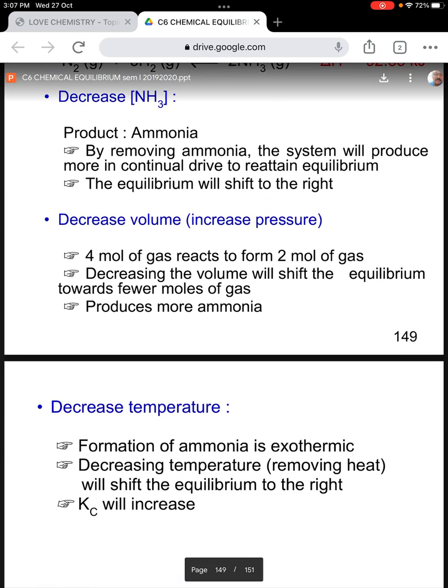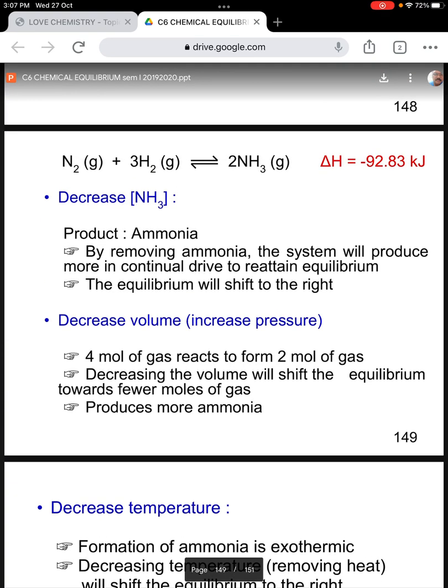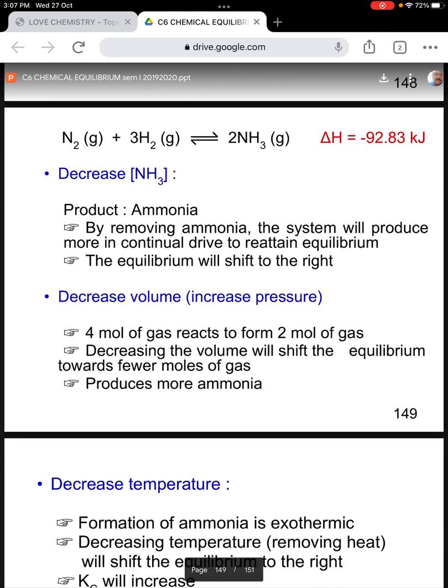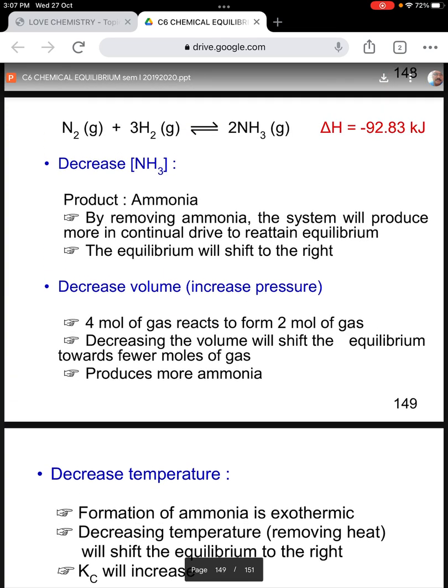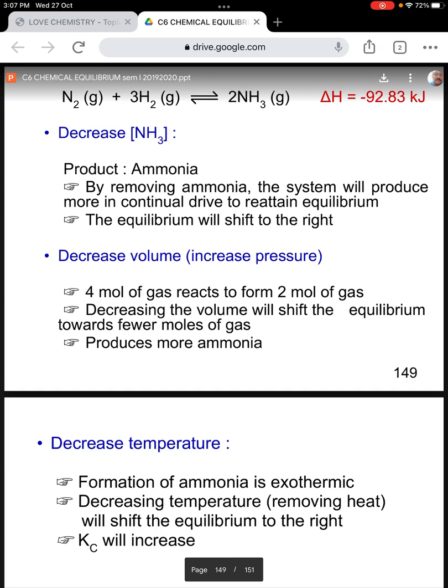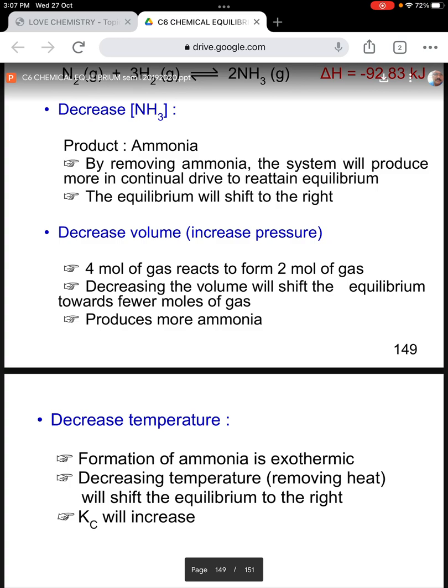Now look at decreasing the temperature, the third way. If you decrease the temperature, bear in mind, this is an exothermic reaction. If you decrease the temperature, that means the system will release heat. When the system releases heat, equilibrium will shift forward and therefore more ammonia will be produced. At the same time, because it's moving forward, the value of Kc or Kp will increase.